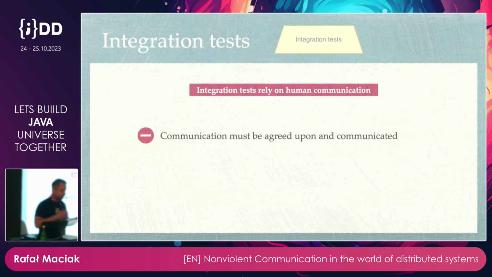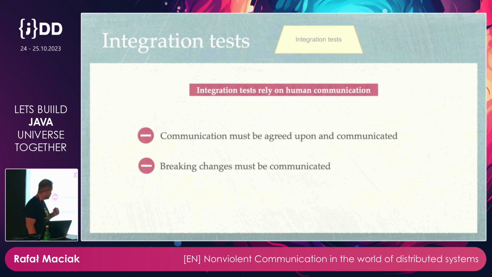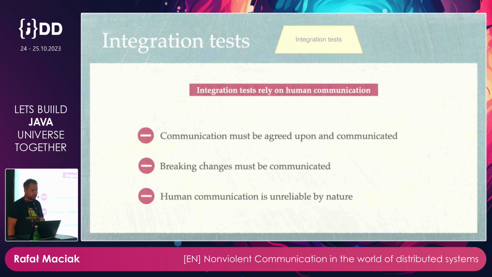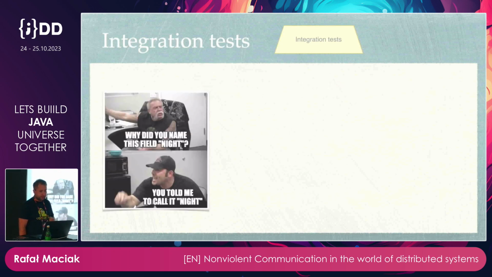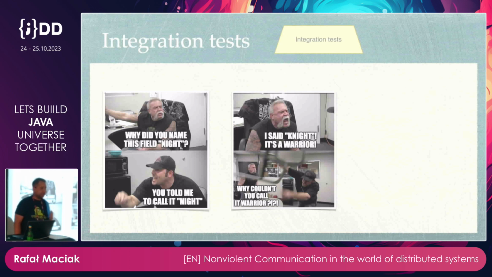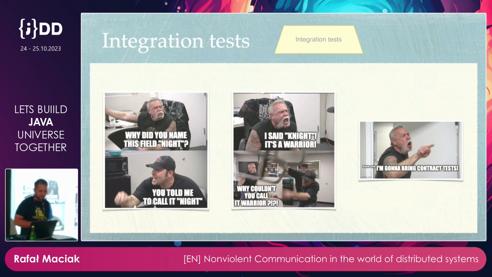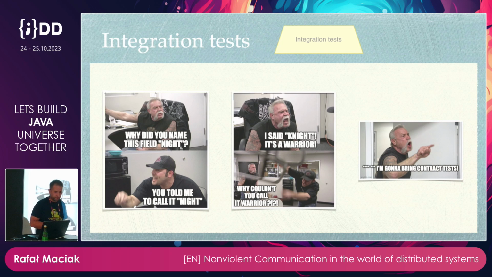First, at the integration phase of the system, we need to communicate a lot. Whether this is verbal or written communication, it doesn't matter. What's crucial is that we need to agree on the contract between our services. Also, as I showed, all the breaking changes must be communicated. And as we know, human communication is unreliable by nature. So let's imagine this is verbal communication between two non-natives. Someone said night, someone else could have understood night, and this could lead to an office dispute. However, as I mentioned at the beginning, we aim for non-violent communication.